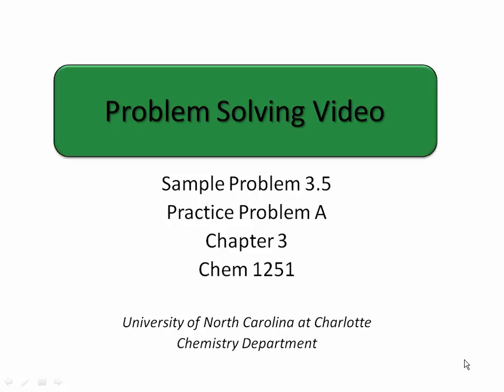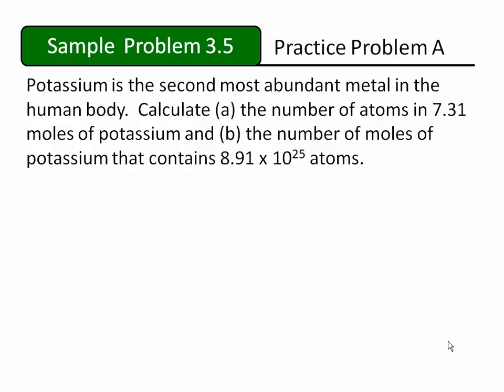This is the video solution to practice problem A that accompanies sample problem 3.5. This problem appears on page 88 of your text. This problem has two parts. First, we will calculate the number of atoms in 7.31 moles of potassium, and then we will calculate the number of moles that comprise 8.91 times 10 to the 25th atoms of potassium.